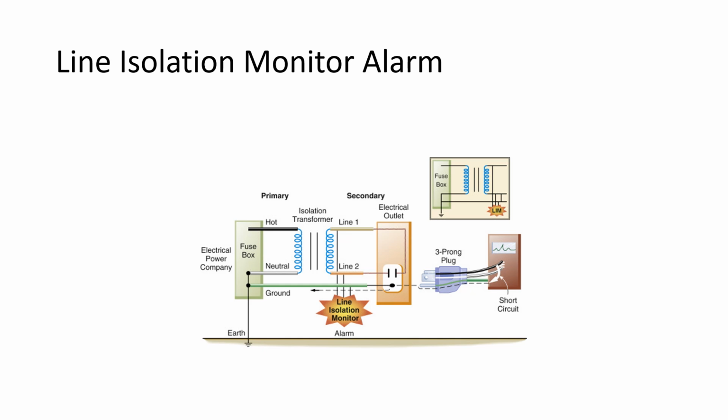So this shows an example of plugging in a faulty piece of equipment which grounds the power, which will be detected by the line isolation monitor. The alarm will sound, but again, it does not indicate that any shock has actually occurred.